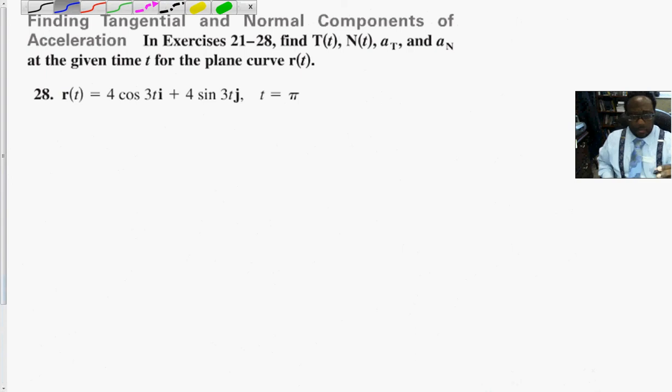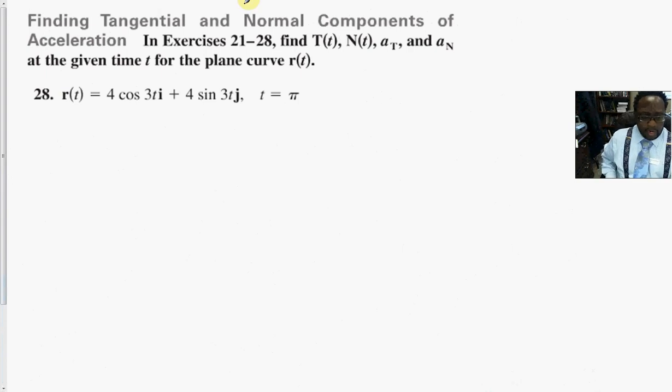Now, let me do one more. Number 28. We're finding the same thing, but this problem's a lot easier.